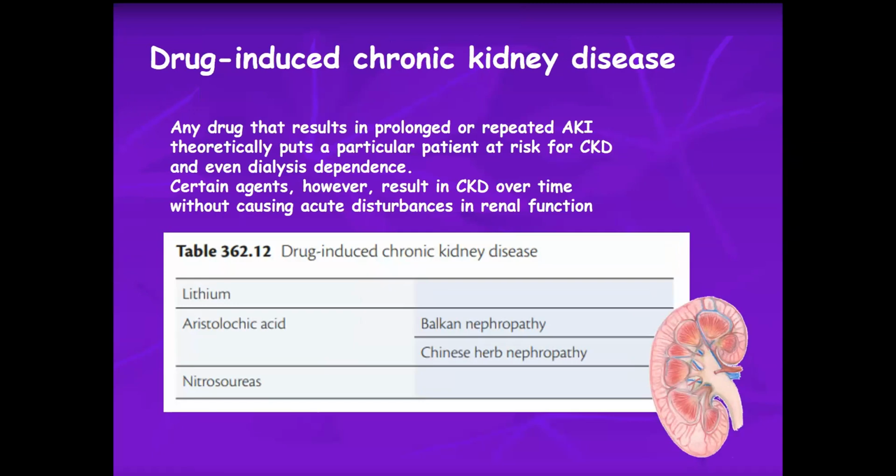So any drug that results in a prolonged or repeated AKI theoretically puts a particular patient at risk for chronic kidney disease and even dialysis dependence. Certain agents, however, result in CKD over time without causing acute disturbances in renal function. So drug-induced chronic kidney disease, lithium is a typical example that, if not monitored judiciously, might result in a patient developing chronic kidney disease in the future.